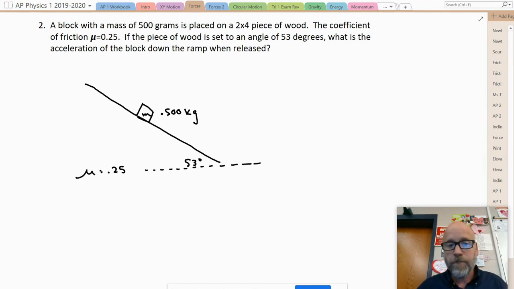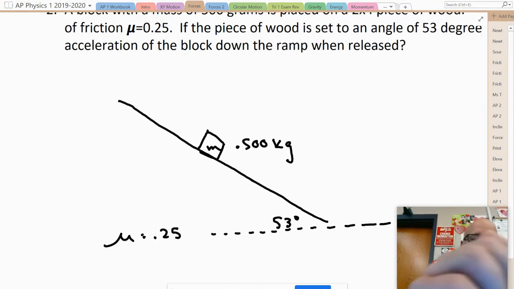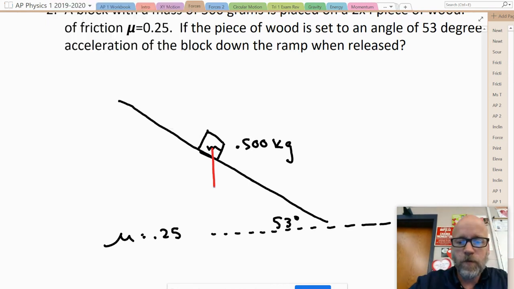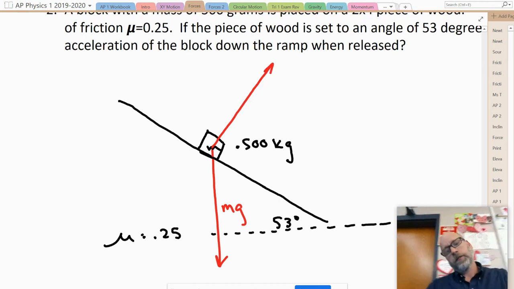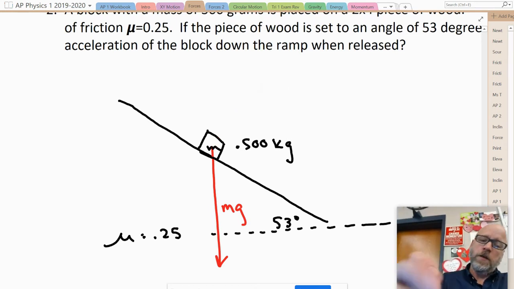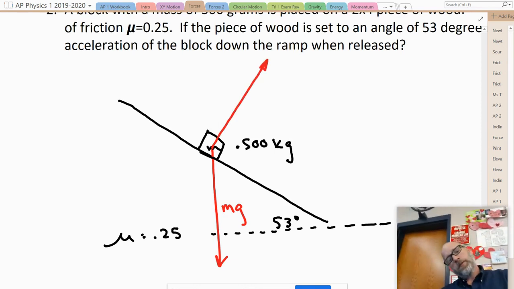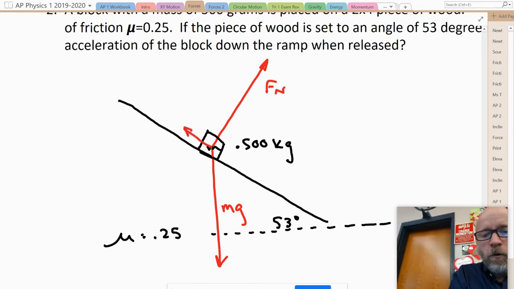So now, what do I do? That's right, I draw in all of the forces. I'm going to draw mg straight down. I'm going to draw the normal force perpendicular to the surface. Now, you guys aren't drawing on a computer, so I'm sure yours will be perfect. And then I also have friction holding it back.